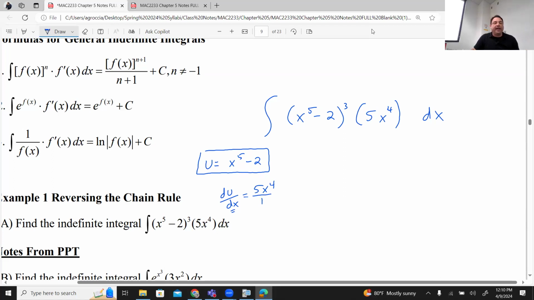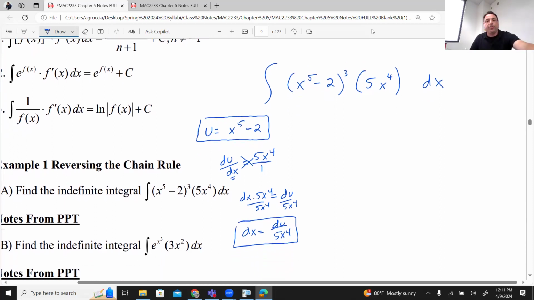So how do I do that? A little bit of algebra. We're going to cross multiply. dx times 5x to the 4 equals du times 1. And if I want du by itself, I'm going to divide by 5x to the 4, divide by 5x to the 4, and we're going to get dx equals du over 5x to the 4. Now, that little bit of algebra, I walked through to show you how I got from this to this. dx equals du over 5x to the 4.